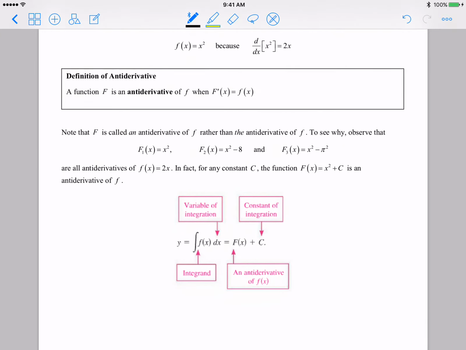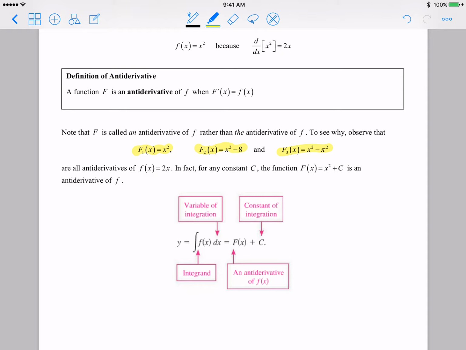Now, if you're going to continue this discussion about 2x, you might recognize that there is more than one antiderivative of 2x, and I've listed a couple of examples here. You might have f1 of x be x squared. The derivative of that, of course, would be 2x. You might have this function, f sub 2 of x, x squared minus 8. The derivative of that is also 2x, since the derivative of negative 8 is just 0. And then you might have x squared minus or plus some other constant.